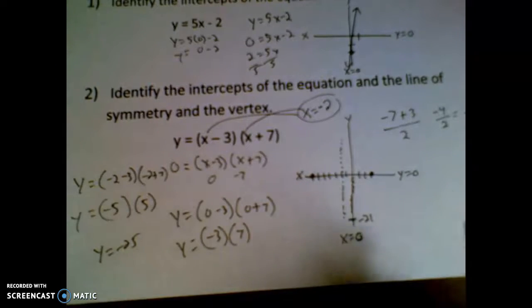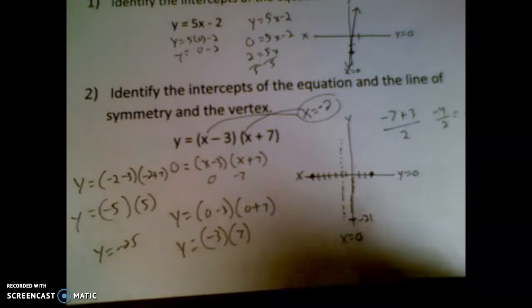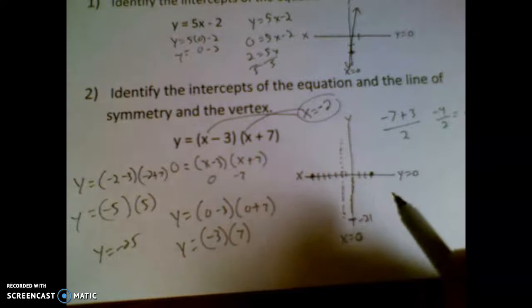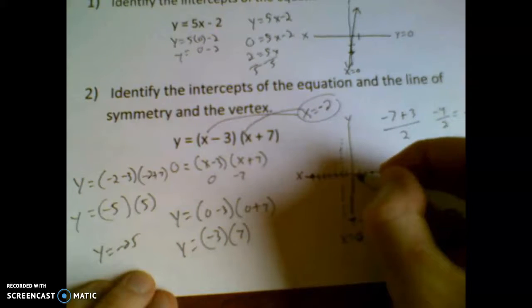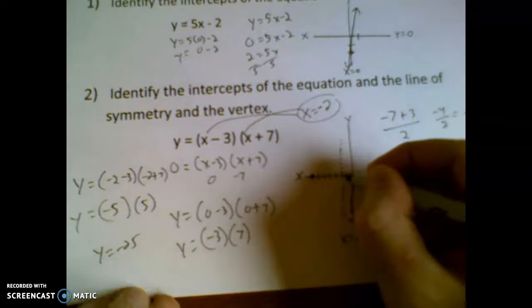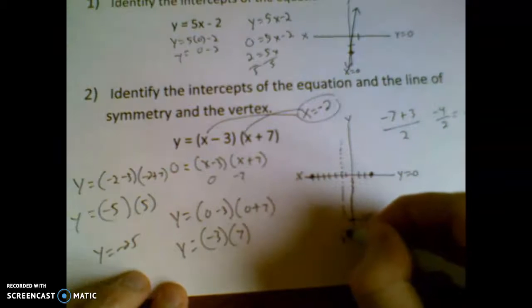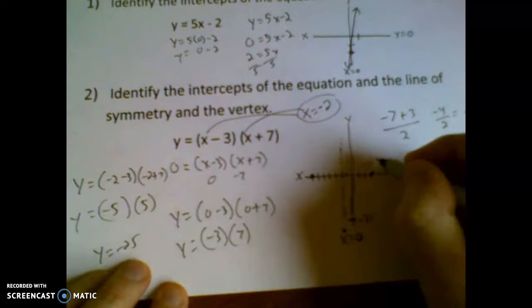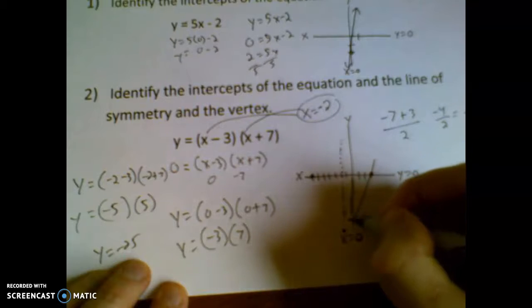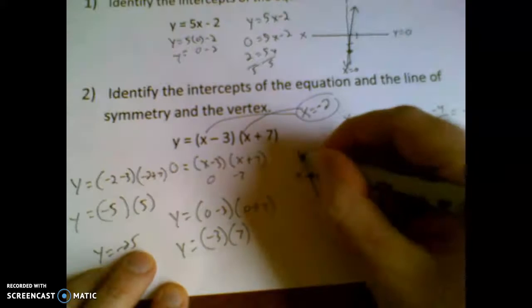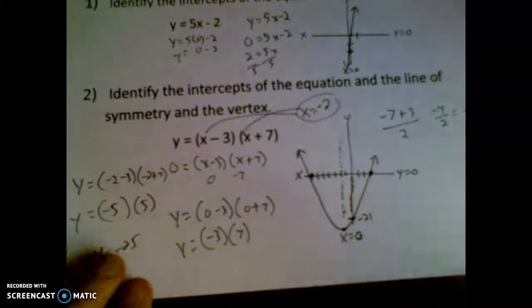So what that tells me is my lowest point, the minimum point, the vertex of this parabola, is when x is -2, the y value is going to be way down, let's say about here, at -25. And that gives me enough information to know what my graph is going to look like. Thank you.